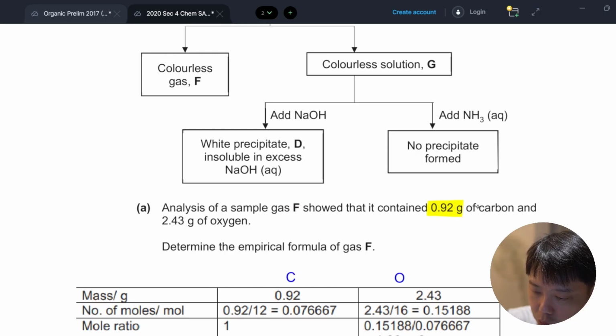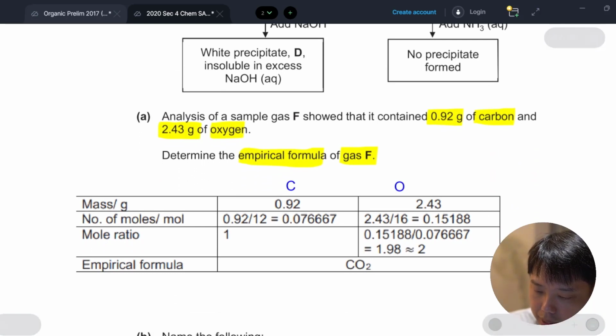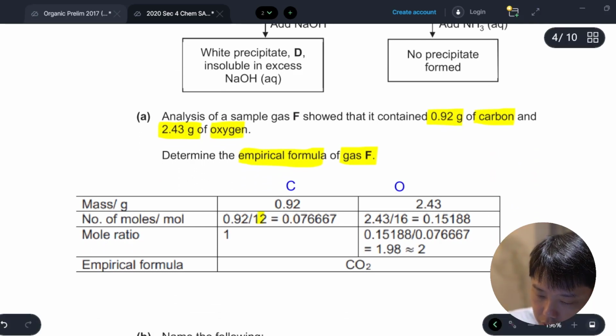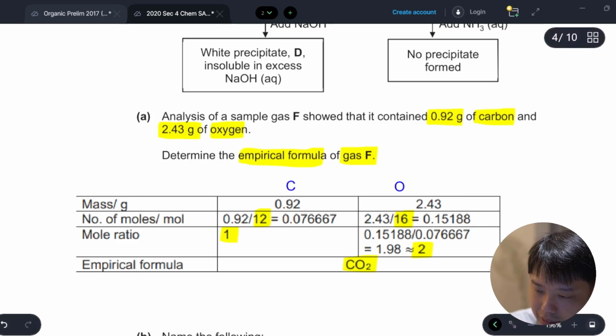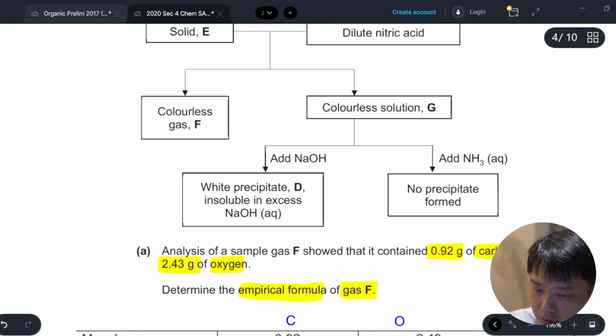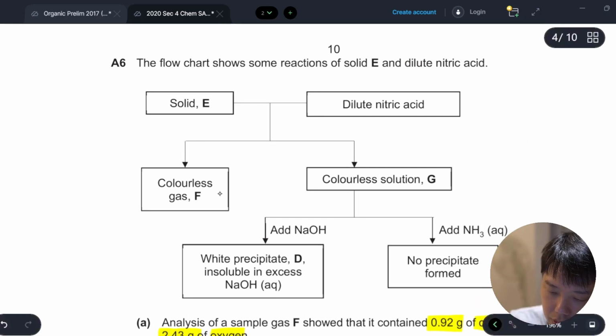So you have 0.92 grams of carbon, 2.43 grams of oxygen. They want you to determine the empirical formula of gas F, basically find out what the identity is. So we do the table, take the mass, divide by the Ar of each, Ar of carbon, Ar of oxygen. So you get the number of moles, right? And you find out the mole ratio by dividing by the smallest number of moles. So you realize that the mole ratio is 1:2. So the empirical formula is CO2, which means our gas here on top is actually CO2.